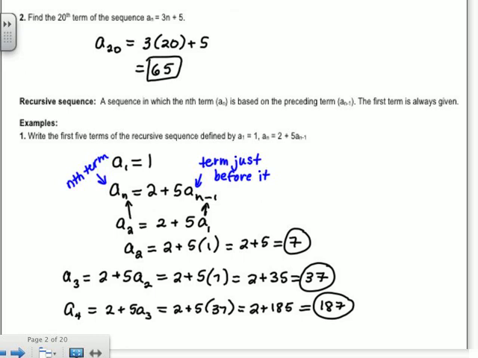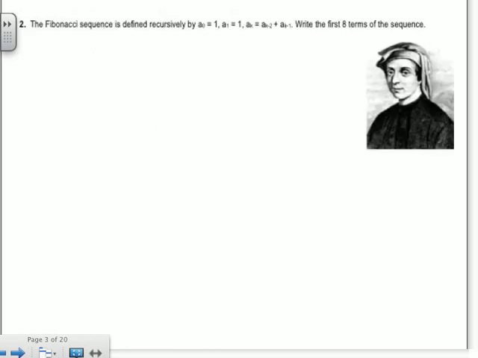All right, next page. Let's see. Oh, what a stud. Fibonacci. Okay, so this says the Fibonacci sequence is defined recursively by a sub 0 equals 1, a1 equals 1, and ak equals ak minus 2 plus ak minus 1. All right, so this one's a little different. Does it bother you that I use k's? Same thing, right? You can use whatever letter you want. So you won't always see n's. Okay, so I gave you that a sub 0 is 1. a1 is also 1.